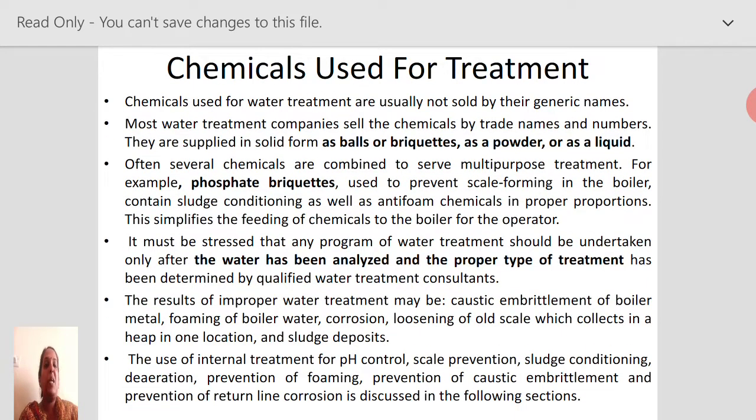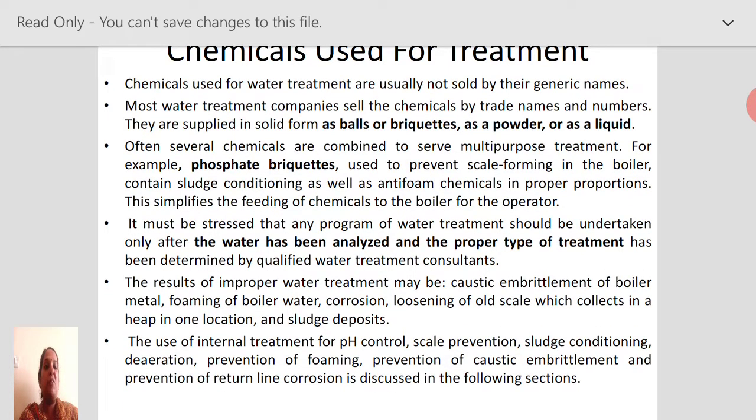Remember that the chemicals used for this internal treatment are not sold by their generic names. Instead, they are sold only by their trade names and are available in various forms like balls or briquettes, or as a powder or as a liquid. In certain cases, a single chemical can be used for multiple purposes. For example, a phosphate briquette is a chemical which can be used to prevent scale forming as well as for sludge conditioning and as an anti-foam in the boiler.